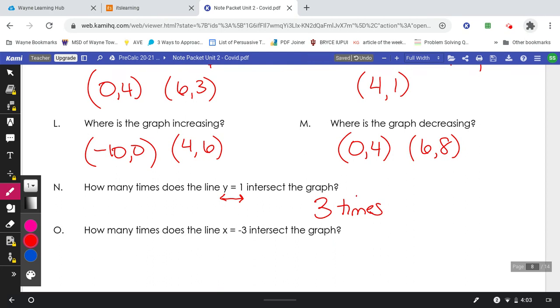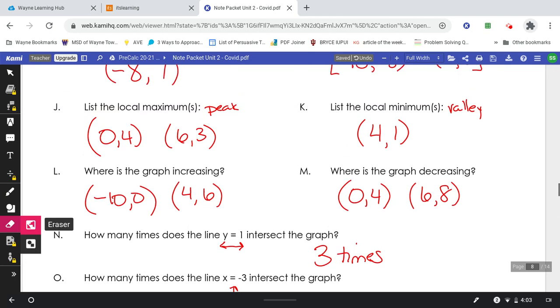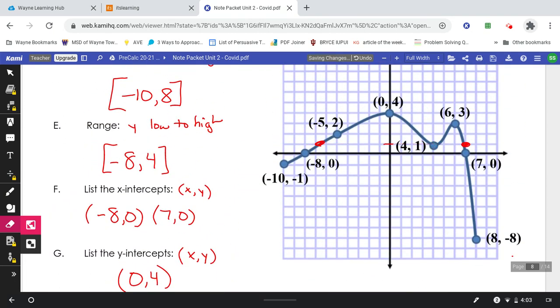How many times does a line x equals -3 intersect the graph? Well, an x equals line is a vertical line. So if we look at our graph, -3 would be 1, 2 here at -3 on my x-axis. And you can see that it just crosses it 1 time.